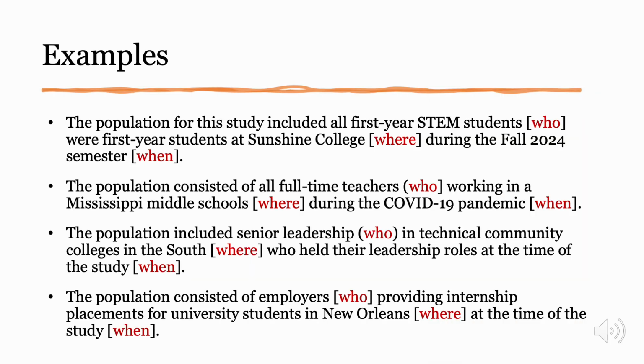On this slide, you can see several examples of well-defined populations. Please pause the video to read each, and we will look at the first two examples together. You might say the population for this study included all first-year STEM students at Sunshine College during the fall 2024 semester. Another example could be, the population consisted of full-time teachers working in Mississippi middle schools during the COVID-19 pandemic. You can see that in both cases, each statement specifies who was included, the setting for the population, and the time frame for them being in that setting, which keeps the definition precise and easy to understand.